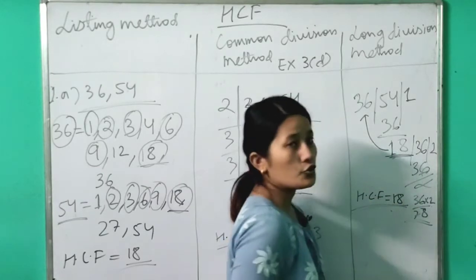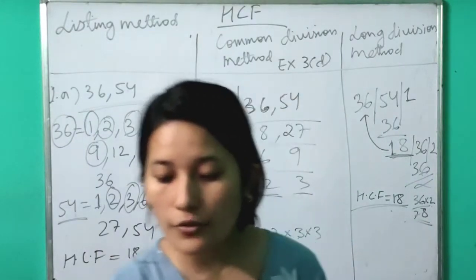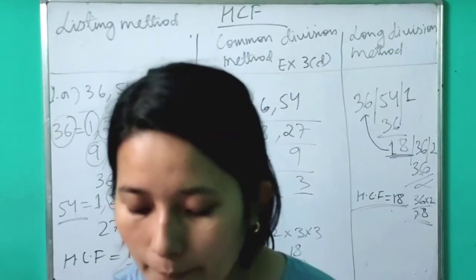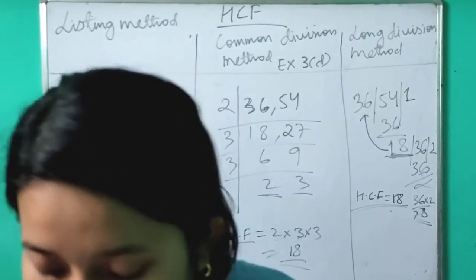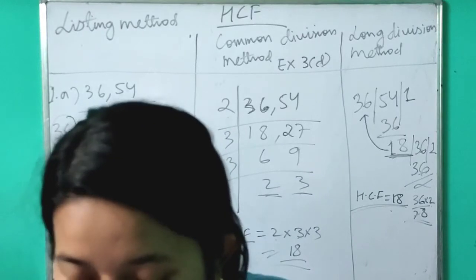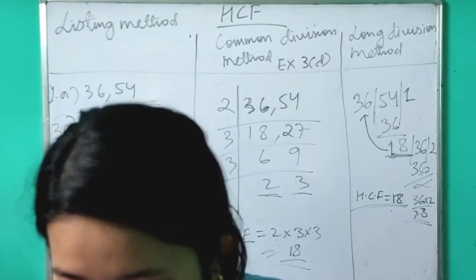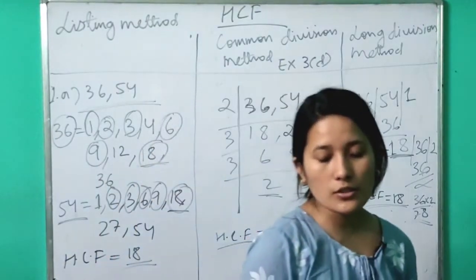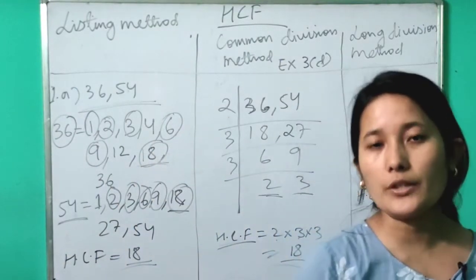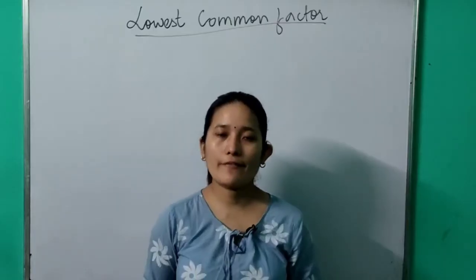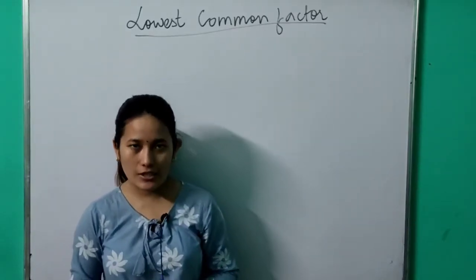So I hope you understood all those three methods of finding HCF, right? You can similarly carry on with exercise 3D. You can carry on with the questions given in questions 1, 2, 3 and 4 yourself. I will be sending you the answers of this. You can compare them with mine. Is that clear? Okay.